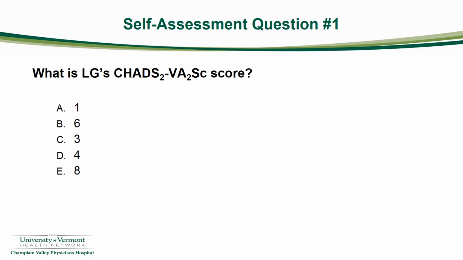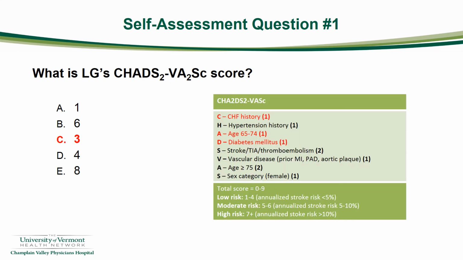So looking back at our first self-assessment question, which was, what is LG's CHADS-VASc score? We can see that the correct answer here would be C, 3. If we look at the CHADS-VASc criteria, we can see that LG, looking back at his history, has a history of heart failure. He does not have a hypertension history.